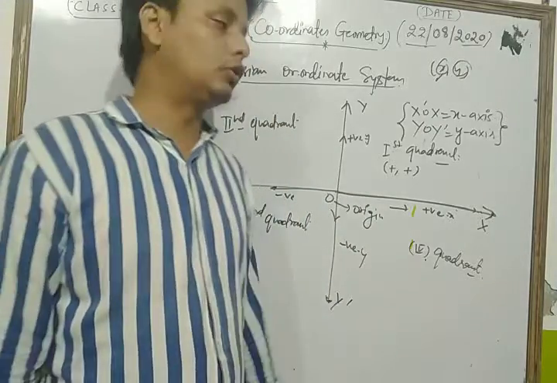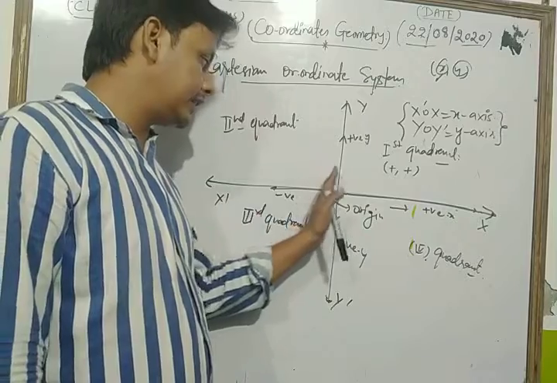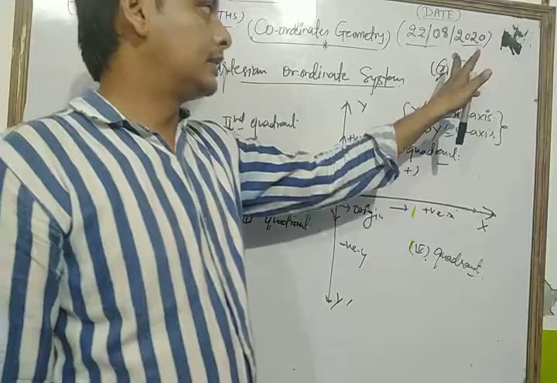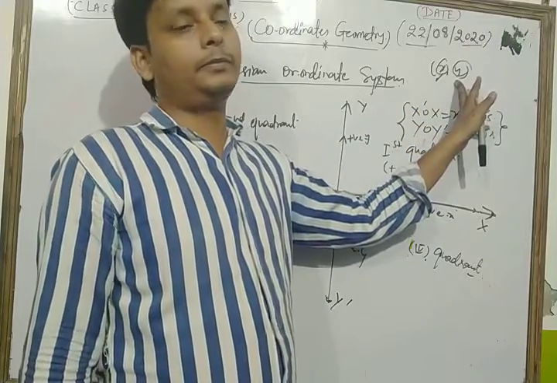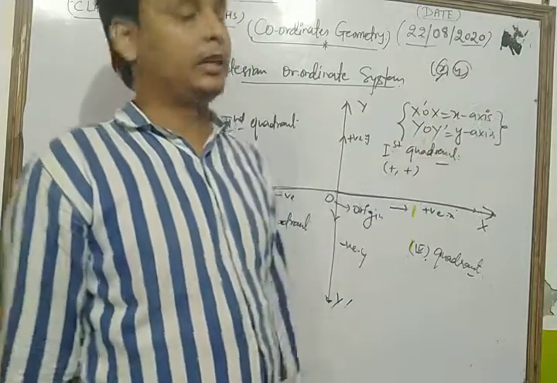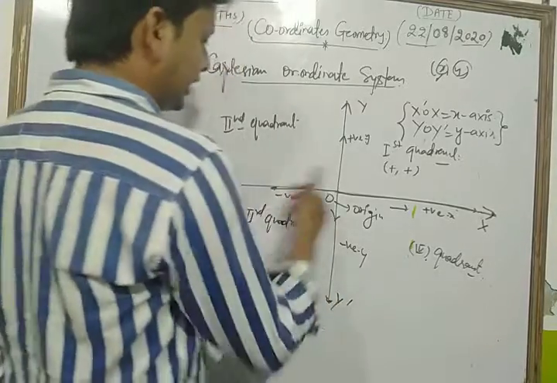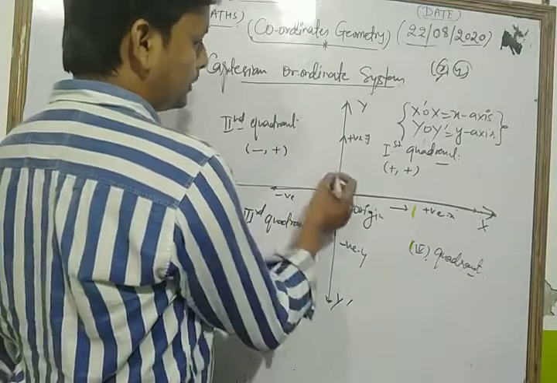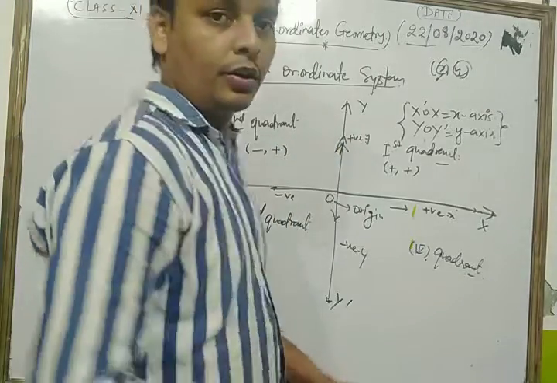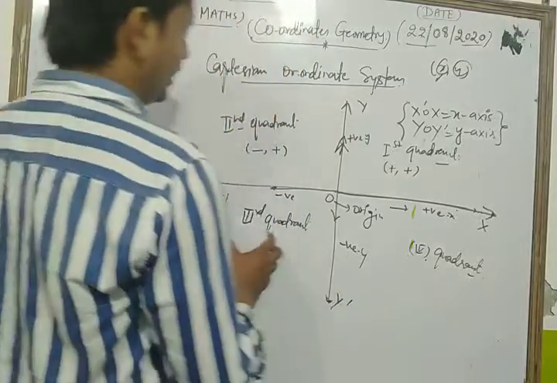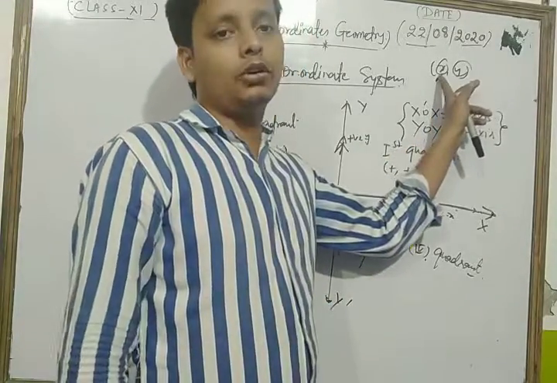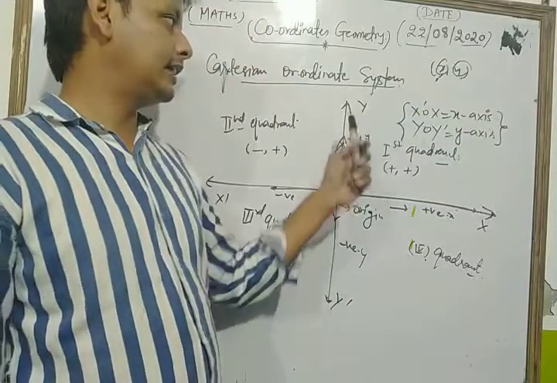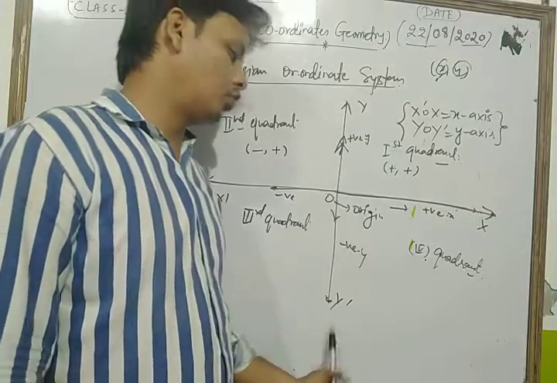In the first quadrant, both the abscissa and ordinate are positive, but in the second quadrant, this is the negative direction of x. First we always write the abscissa, then the ordinate. So in the second quadrant, the abscissa is negative but the ordinate is positive, because this is the positive direction of y. One important thing: the abscissa lies on the x axis, x dash O x, and the ordinate lies on the y axis, y O y dash.